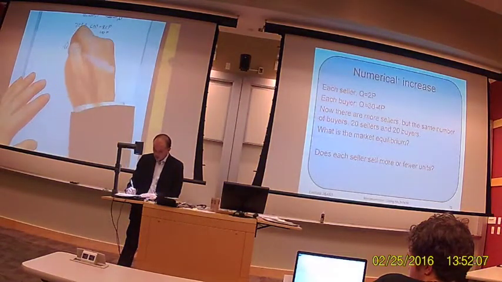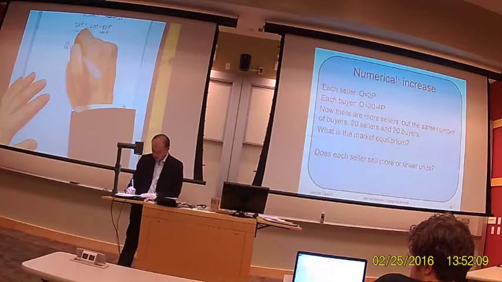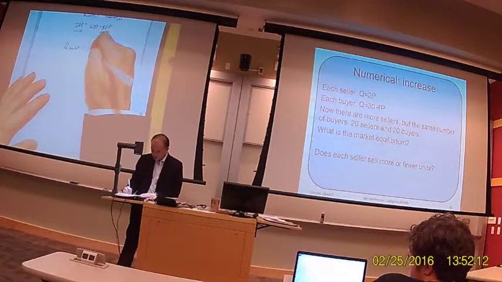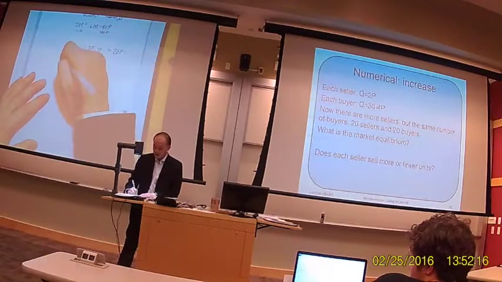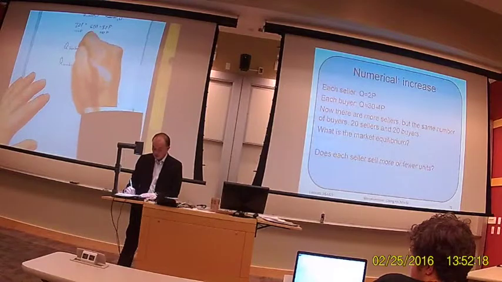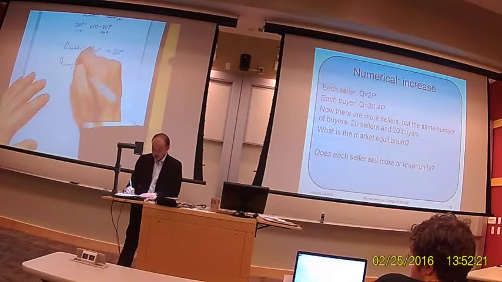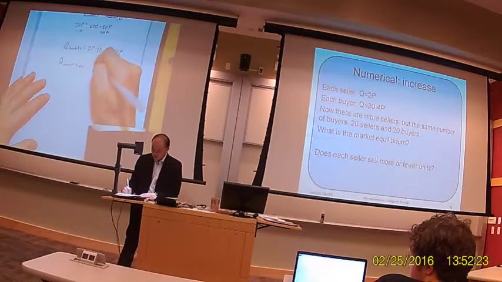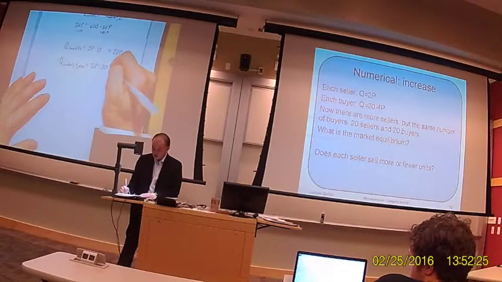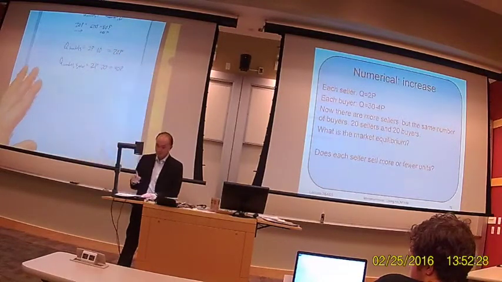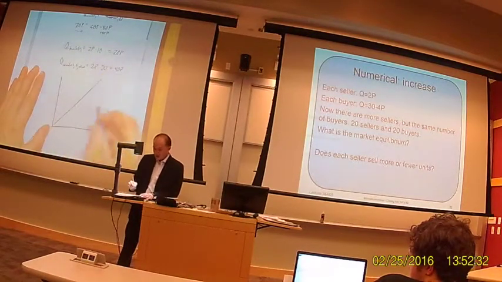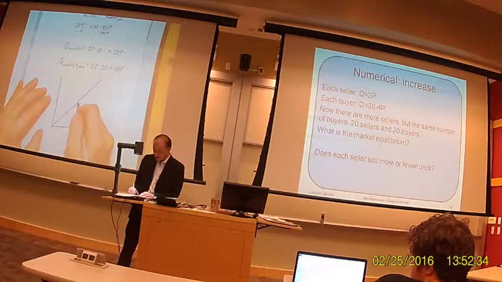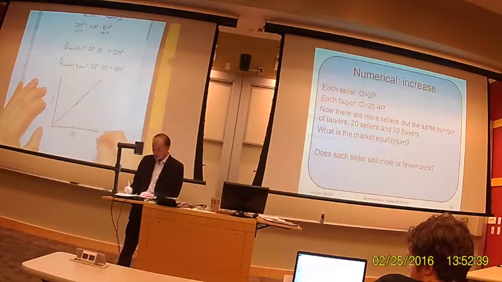So Q market supply was 2P times 10 for 10 sellers, which equals 20P. And now Q market supply new is going to be 2P times 20, which equals 40P. So if I drew it exactly to the equation, I would do this. And then for any price, say a price of $5 instead of 100, it's now going to go to 200.